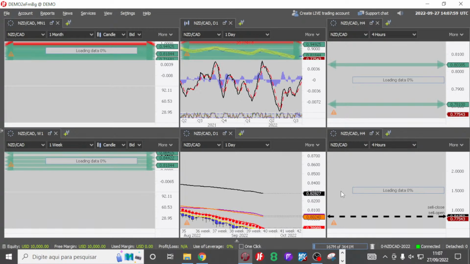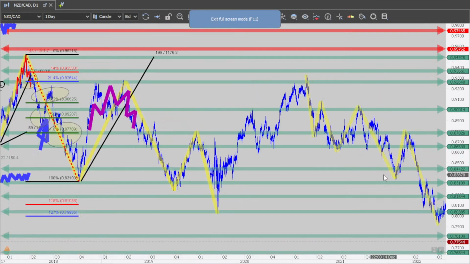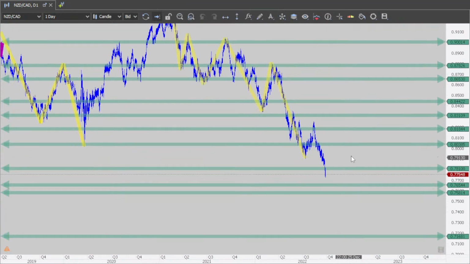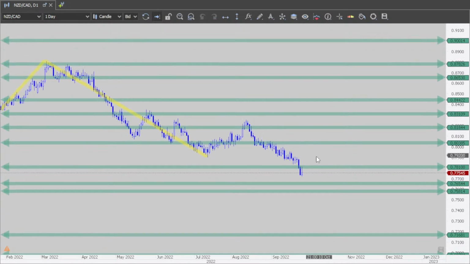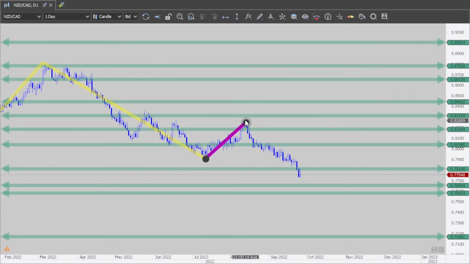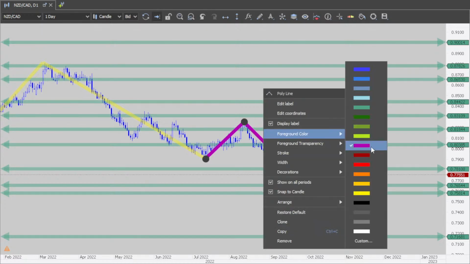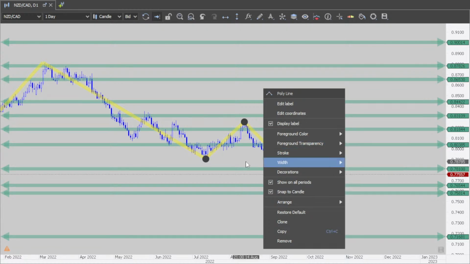NZD-CAD. Everybody remember, there is no right or wrong, different trading styles: swing traders, day traders, scalpers. NZD-CAD daily chart. Is this market supposed to go up or is this market supposed to go down? Let's make an educated prediction for the week. Should we sell or should we try to buy NZD-CAD for this week?